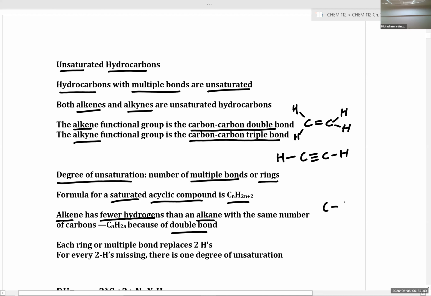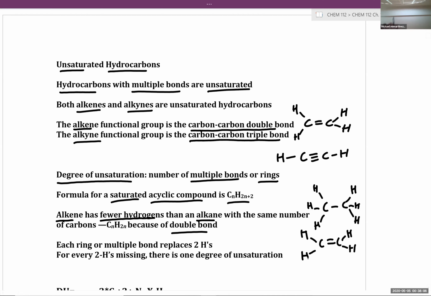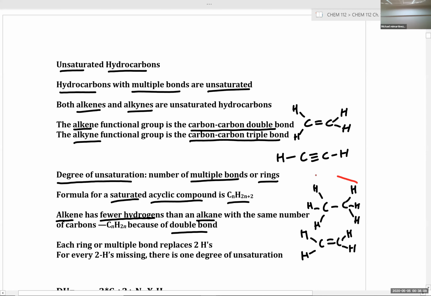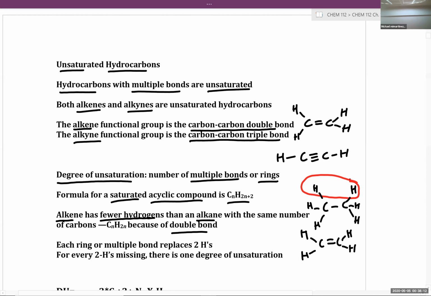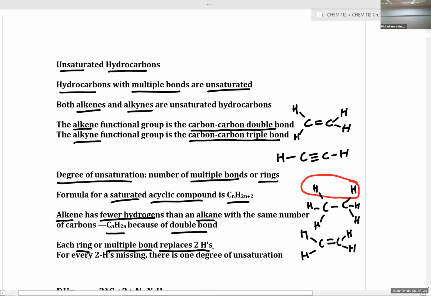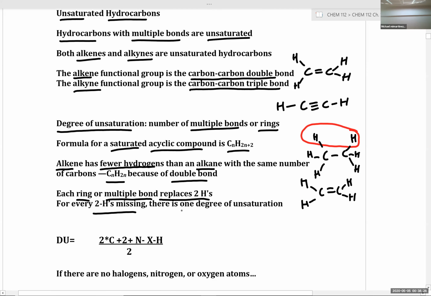So if we compare, for example, an alkane to an alkene, my question to you is, how many fewer hydrogens do we have? Just looking at these two pictures, how many fewer hydrogens do we have? 2, exactly right. We can clearly see that our alkane has 2 extra hydrogens and our alkene has 2 less. So we have CnH2n. So each ring or multiple bond replaces 2 hydrogens. For every 2 hydrogens missing, there is 1 degree of unsaturation.